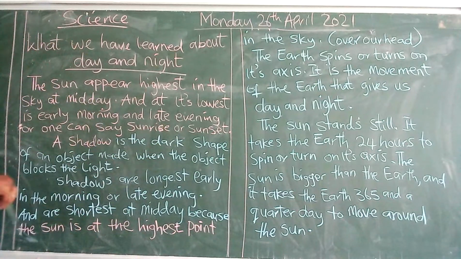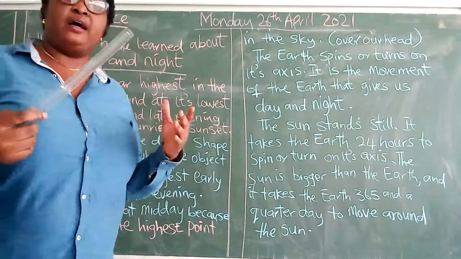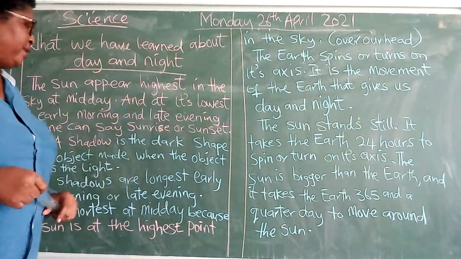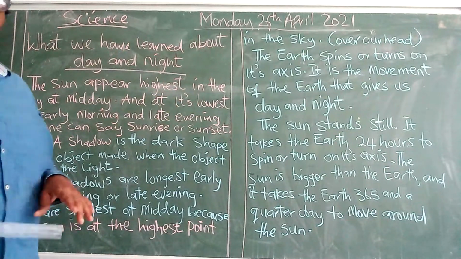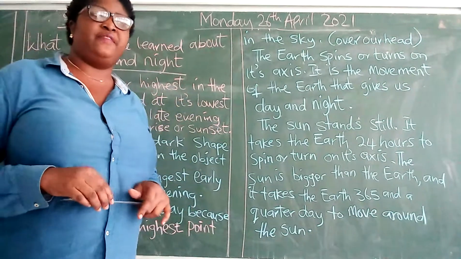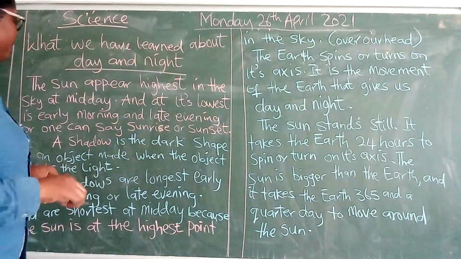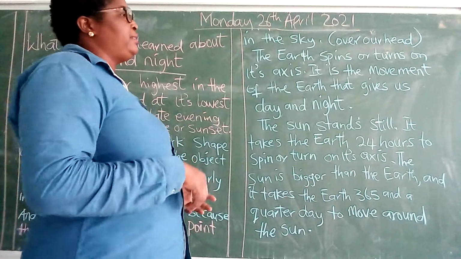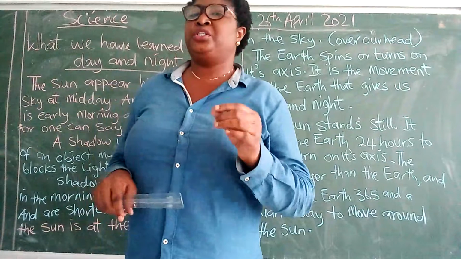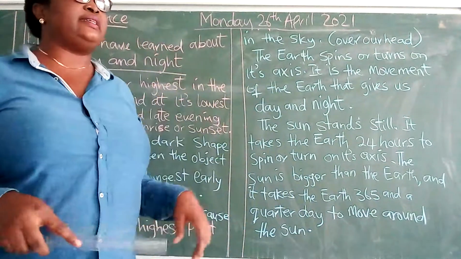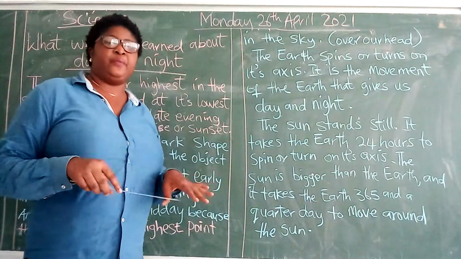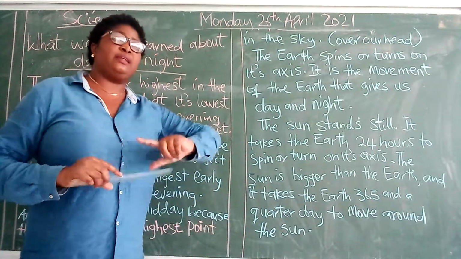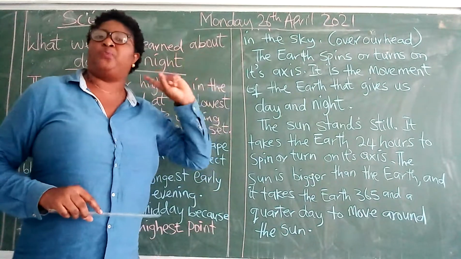And teacher told you that the longest shadows are seen when? Early in the morning or late in the evening. That's how one can experience the longest shadow. And the shortest is at midday. The shortest shadow is at when? Midday, when the sun is at its highest point.